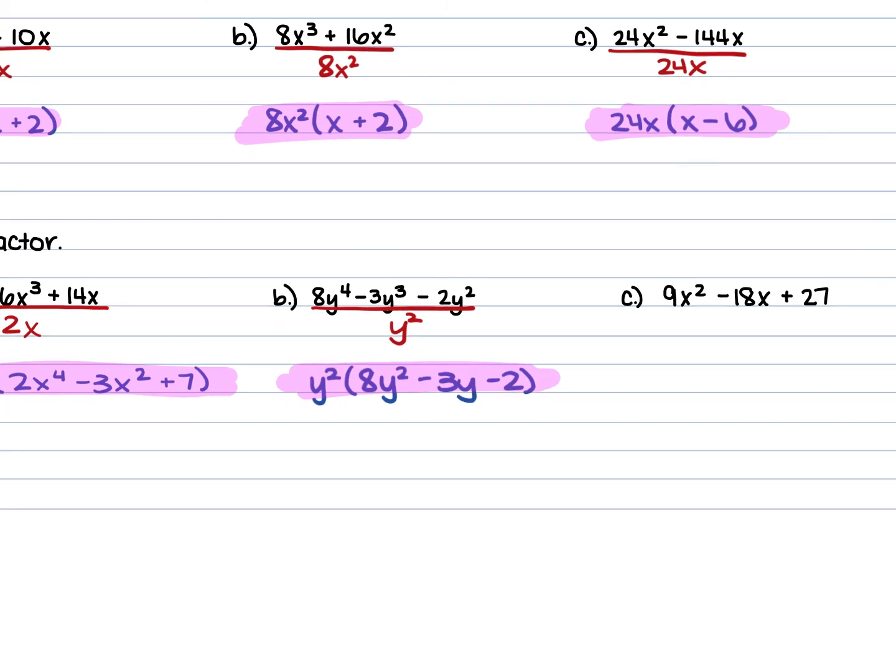For example C, we have 9x squared minus 18x plus 27. Your greatest common factor between all three of these terms is just a 9. So we factor out that 9. We're going to have 9 times x squared minus 2x plus 3.